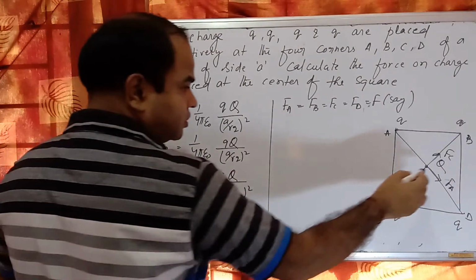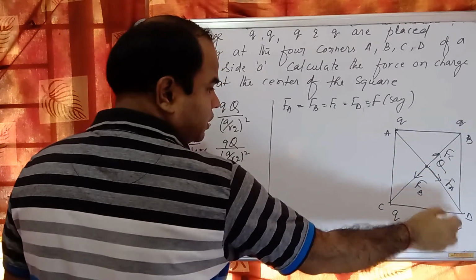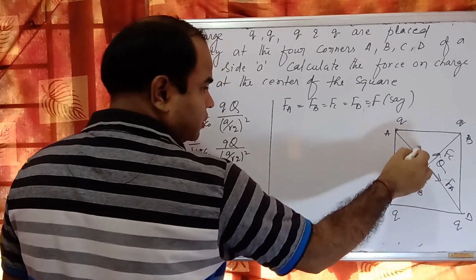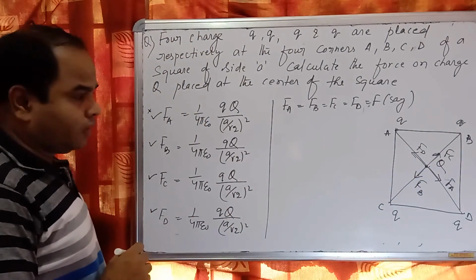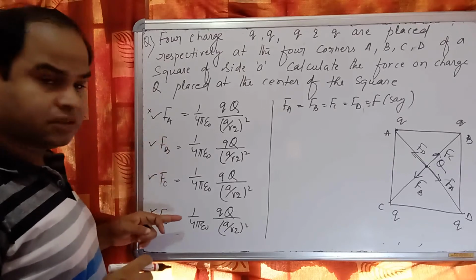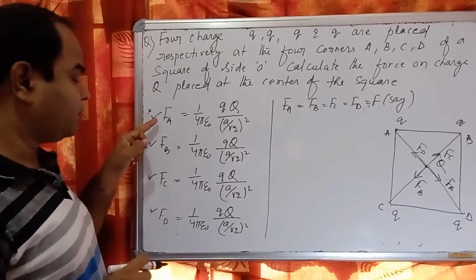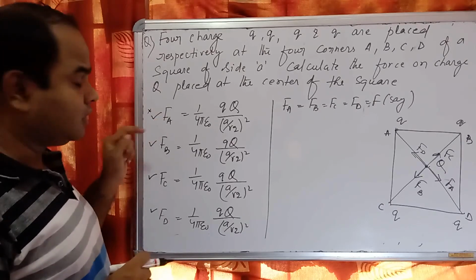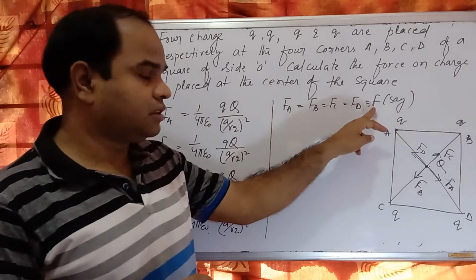And the charge Q will be repelled by the charge small q present at point D in this direction, let us say FD. So all the magnitudes of FA, FB, FC, FD are the same. So let us say it is F.